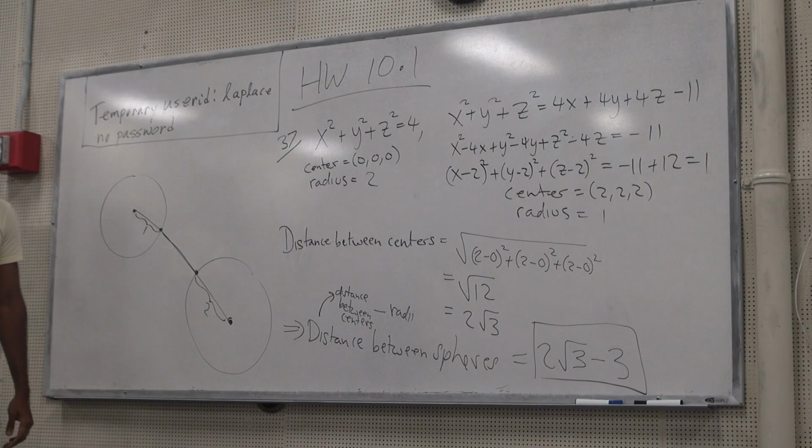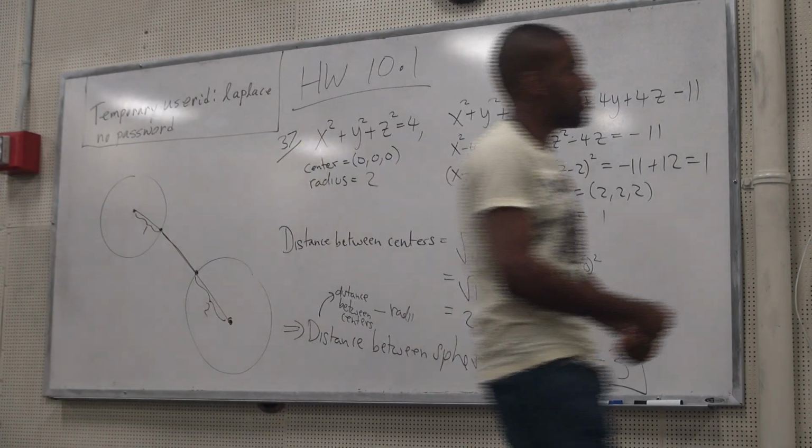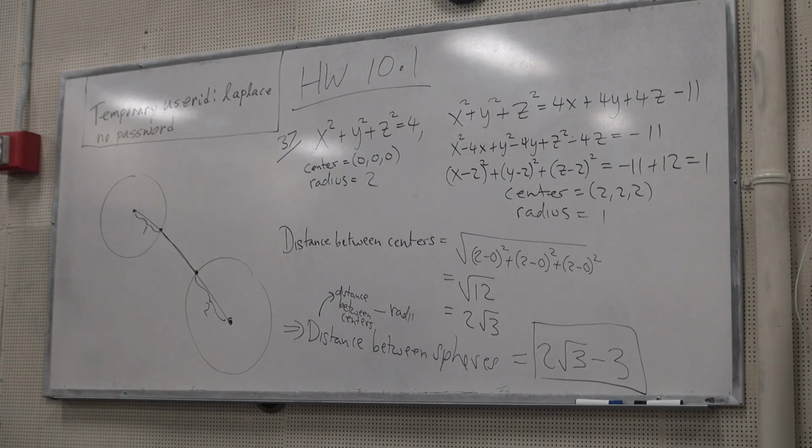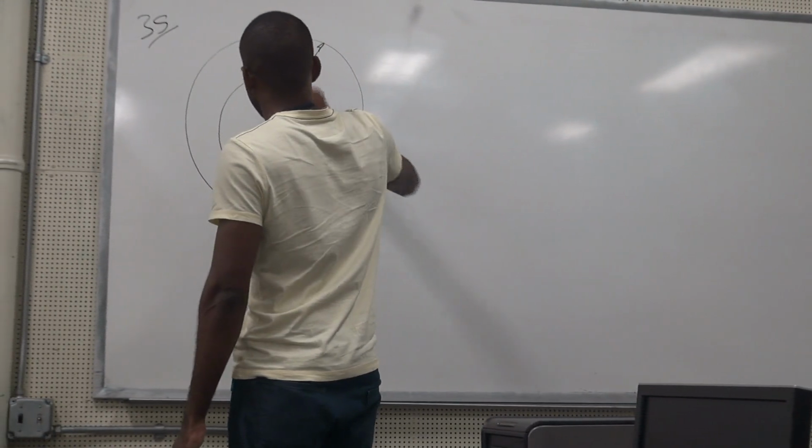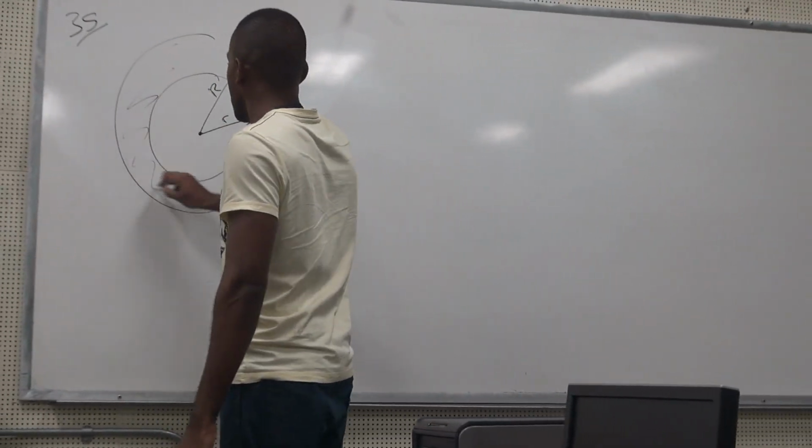Other questions? Yes. Number 35. What does it say? Write inequalities to describe the region: all points between but not on the spheres of radius r and R. So I have 2 spheres here. One has radius r, the other has radius R. I want the set of all points in between them.